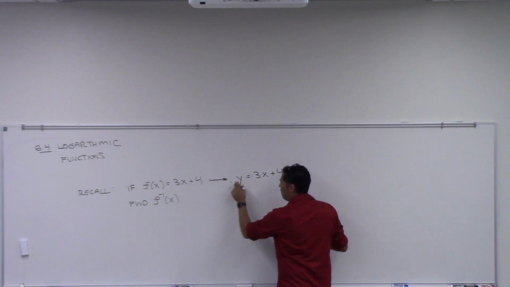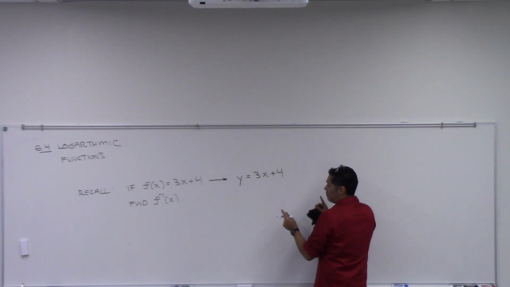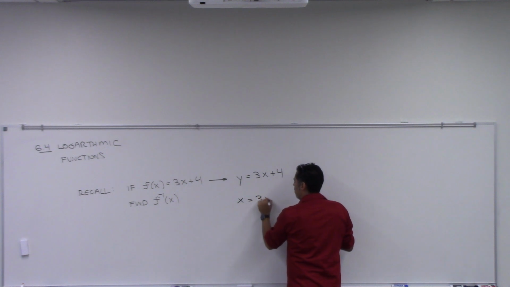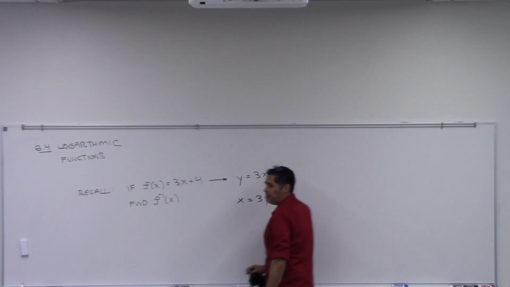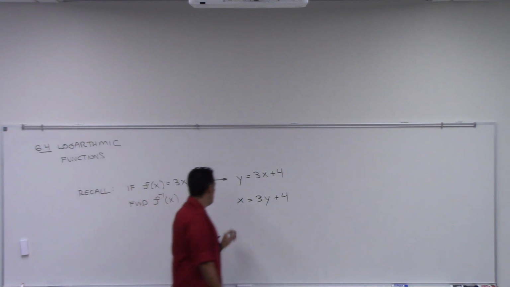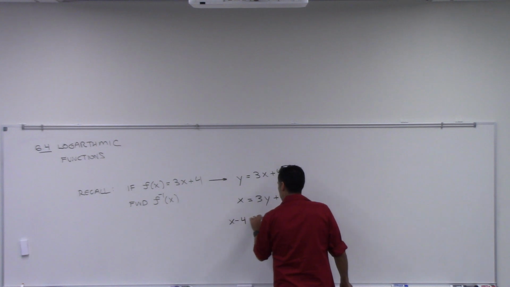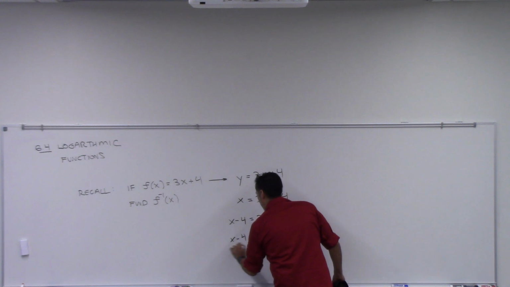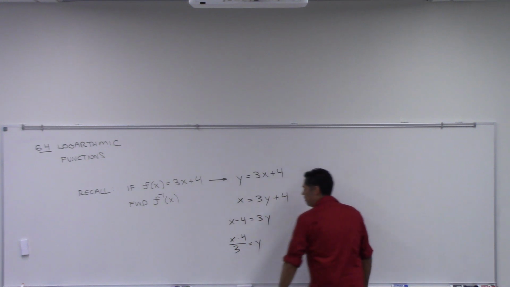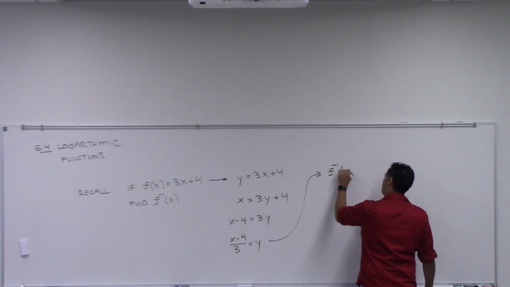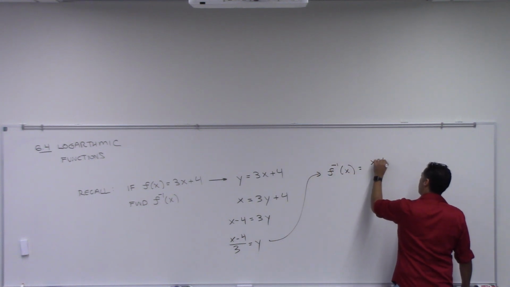First thing we do is we change the f of x to y, then what? You switch. Everywhere you see y, put x. Everywhere you see x, put y. So x here, y there. And now, last step, solve for y. Get y by itself. So I'd subtract 4 on both sides. And then I'd divide both sides by 3. And that's y, right? And so that means my inverse function is x minus 4 over 3.